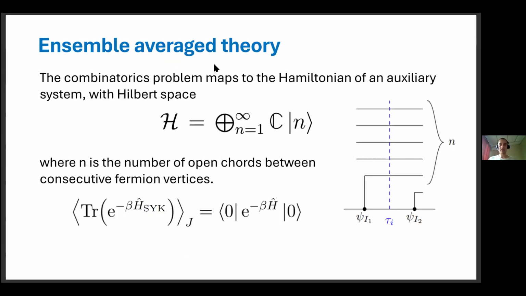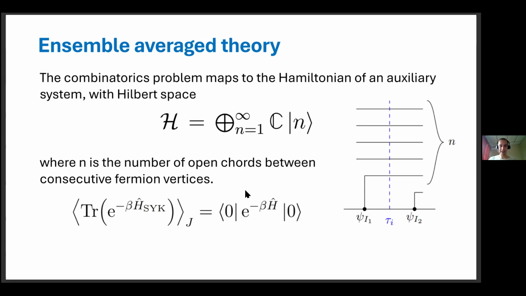The ensemble average theory can then be described by a type of auxiliary Hilbert space, where you cut the diagram at any given location between a pair of fermionic vertices, and there you count the number of open chords, basically the discrete contractions. With that, you can try to describe the system with this auxiliary Hilbert space using the chord number.